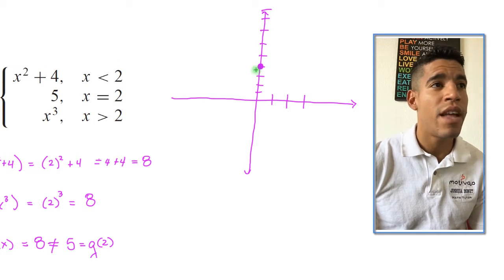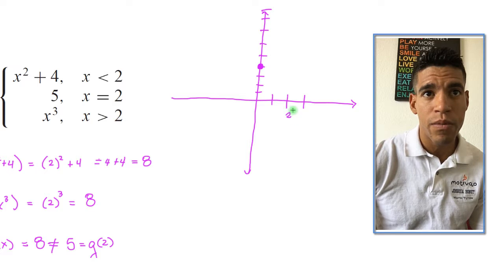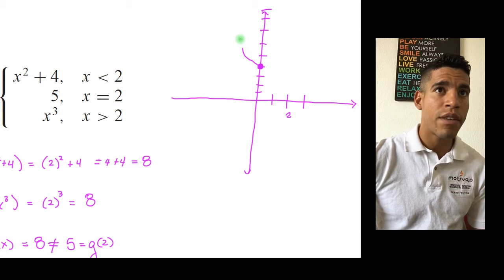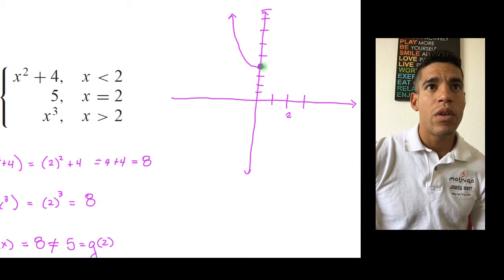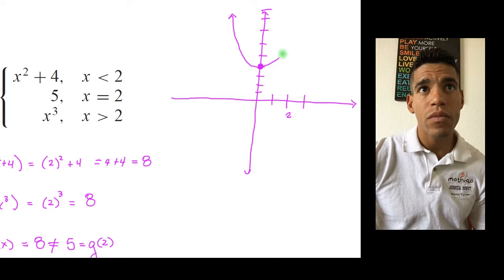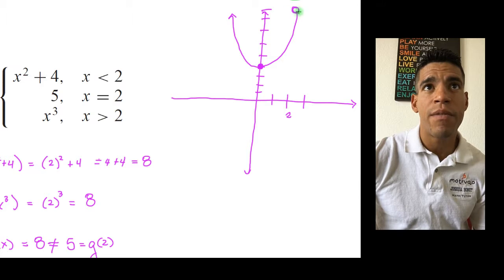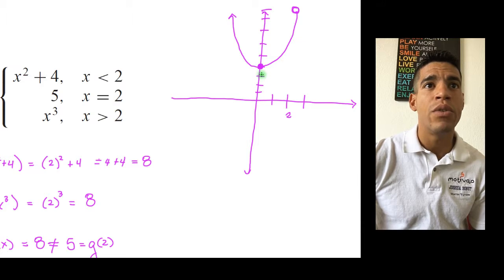Then it says that for x less than 2, I'm going to use that function. So this is 2. Everything that is less than 2, I'm going to use x squared plus 4. So to the left, let's try that again. Much better. And then to the right. But at 2, the limit when x approaches 2 from the left lands at 8. But at 2, it's a different value. At 2, we have 5. So 1, 2, 3, 4, 5. So at 2, we have this point.